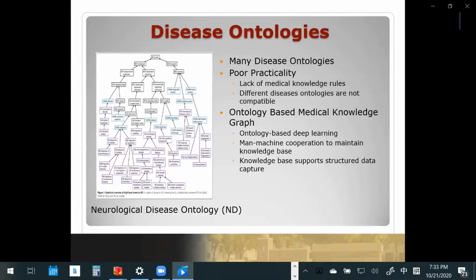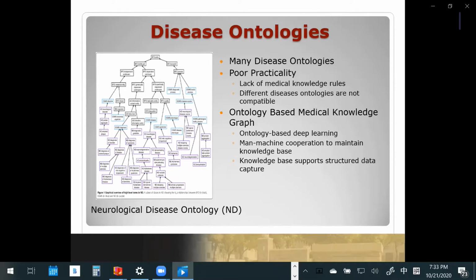Our cooperative research work began in 2014. After a long period of research, we found that there are a lot of disease ontologies already, but it's rare to see the popular use in clinical setting. We think that there are two key constraints. One is the lack of medical knowledge rules. It limited us to develop high-quality disease ontologies.